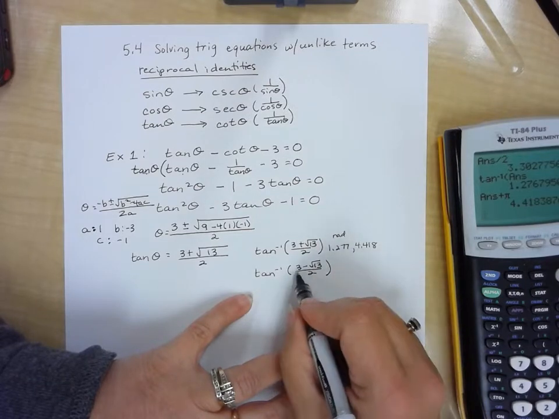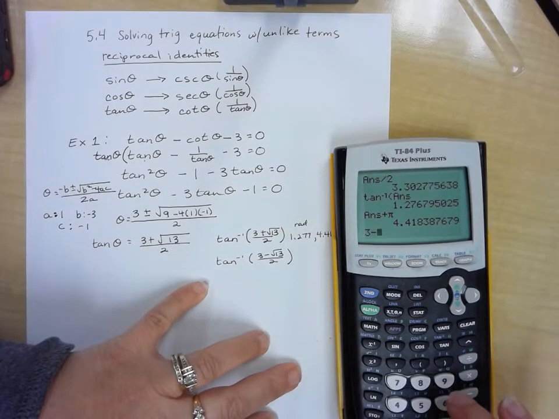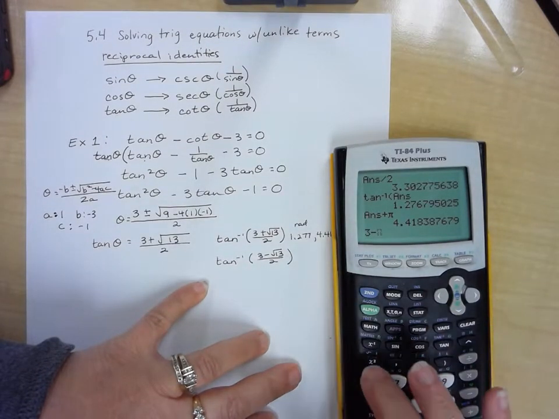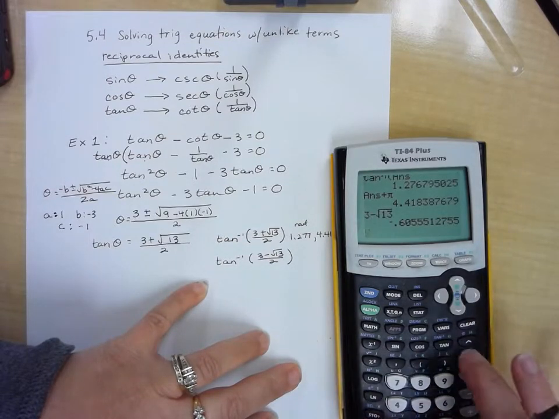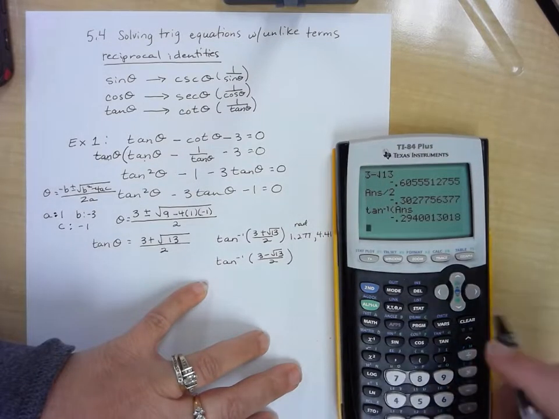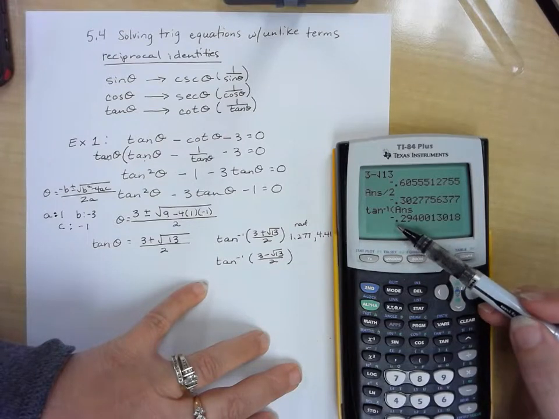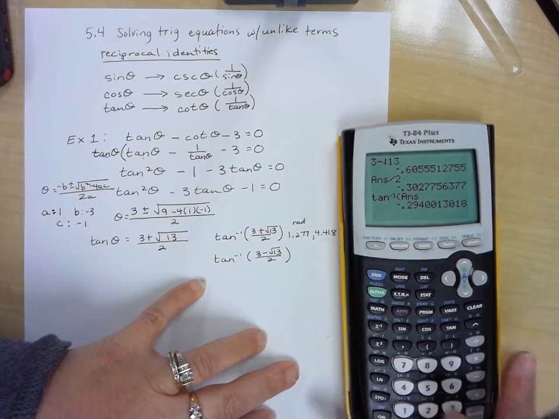Then I'm going to do the same thing, but I'm going to do 3 minus square root of 13 divided by 2, negative 0.3027, second tan, second answer to get my first angle. And my first angle I got negative 0.294. I will not have a negative angle. We're going to keep it as a positive. So I'm going to add to that 2 pi to get the first one.